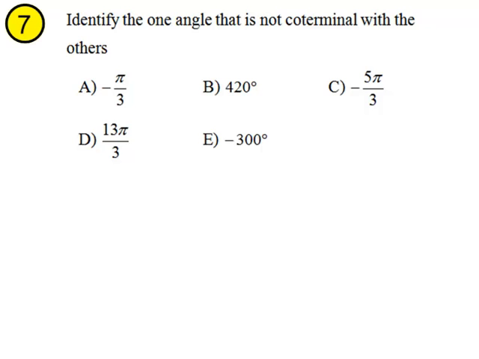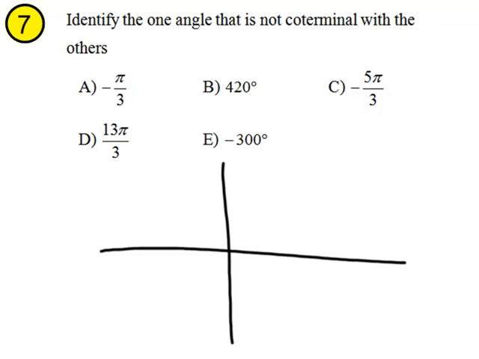All right, let's go on to number 7. Identify the one angle that is not coterminal with the others. The implication is that all of these angles are not equal but coterminal except one of them. So we have to identify where they all lie on the xy plane.